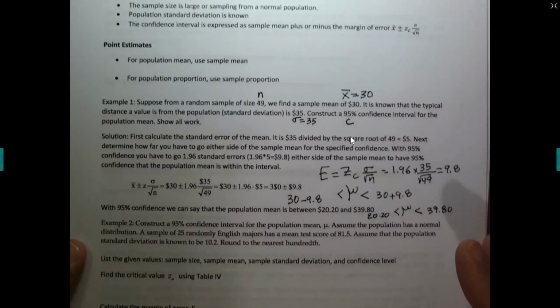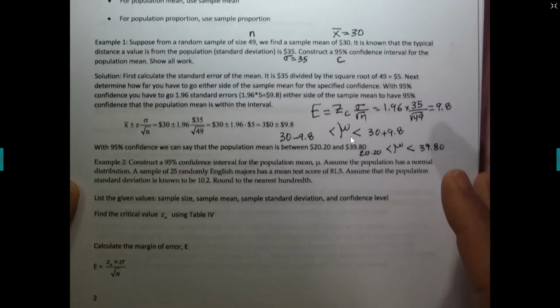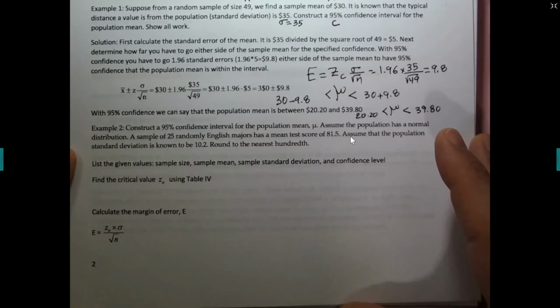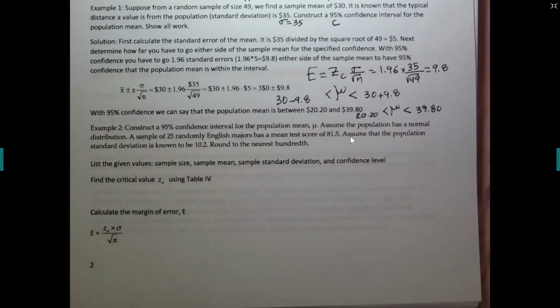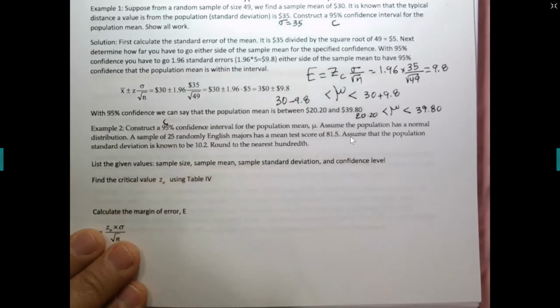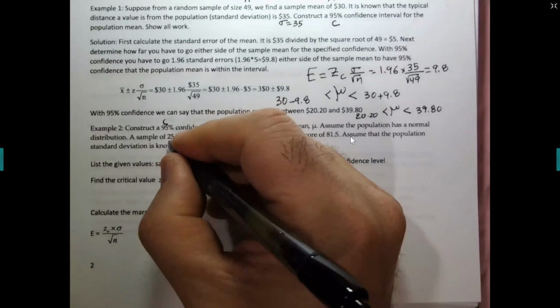Let's do another one. I'm going to take my time with this, so you can understand what we're trying to do here. Construct a 95% confidence interval for the population mean. So you guys agree with me, this is C. For the sake of the calculator, you need to distinguish each value. Assume that the population has a normal distribution, a sample of 25. What's the sample size, guys? 25.